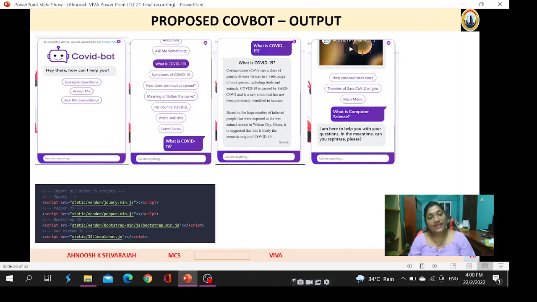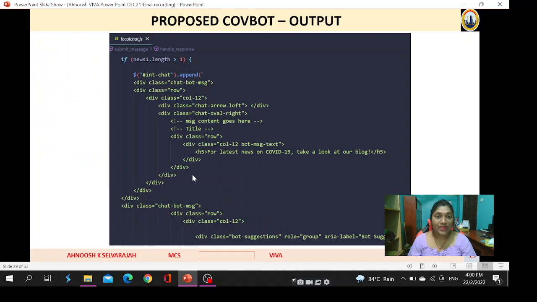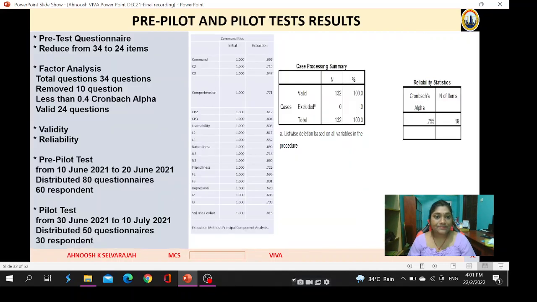When the student clicks what is COVID-19, it gives a lengthy answer. When it is asked something not related to COVID, in this case what is computer science, the chatbot says I'm here to help you with your question. In the meantime, can you please rephrase? In this particular chatbot I have imported a lot of libraries. The main libraries are jQuery, Popper, Bootstrap, and also JavaScript. So those are the codings.